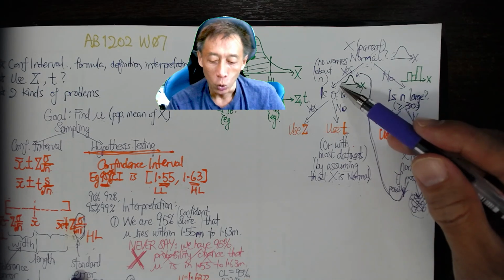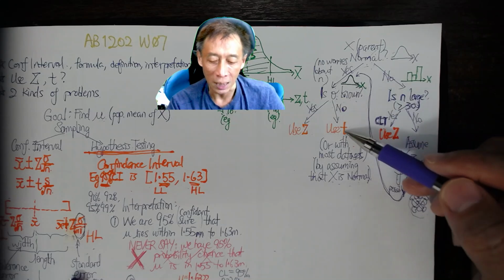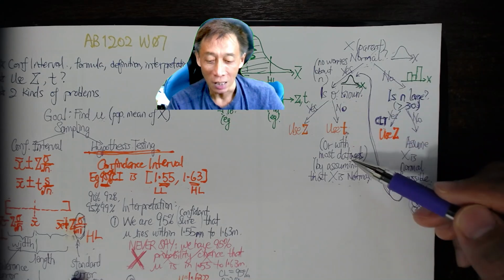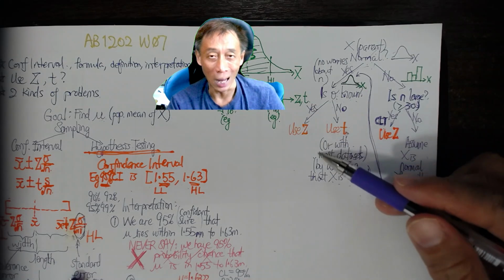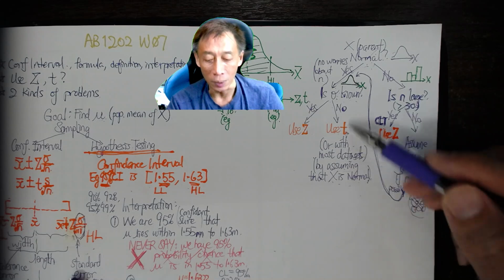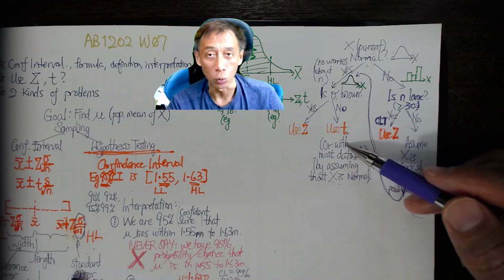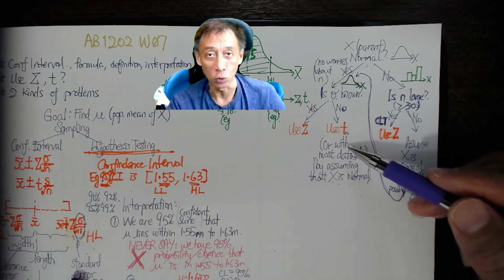So in this case, you will end up traversing down this path and use T, which is why I say that oftentimes with downloaded data sets, we end up using T. So don't use Z as your first choice.